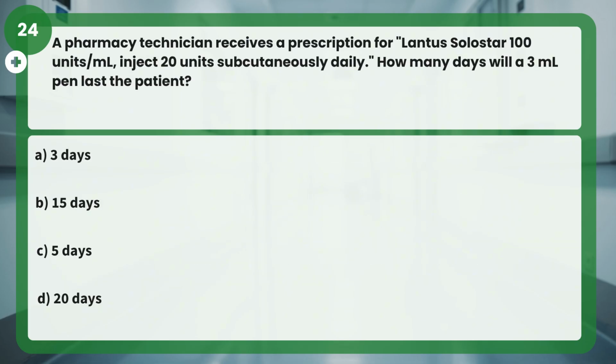Question 24. A pharmacy technician receives a prescription for Lantus Solostar 100 units/ml, inject 20 units subcutaneously daily. How many days will a 3 ml pen last the patient? A. 3 days. B. 15 days. C. 5 days. D. 20 days.